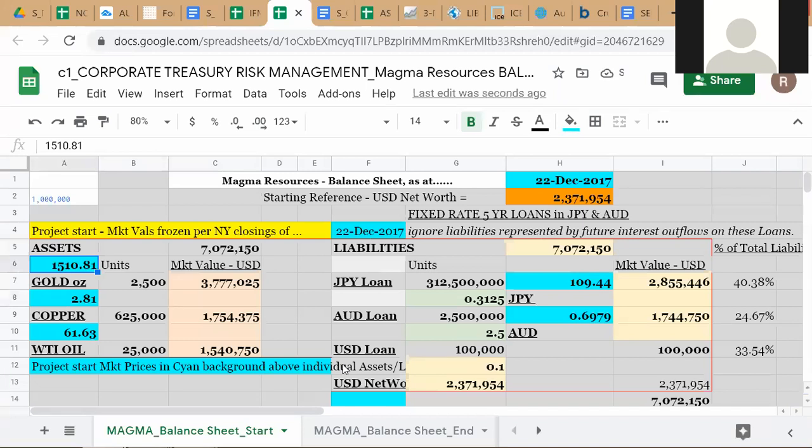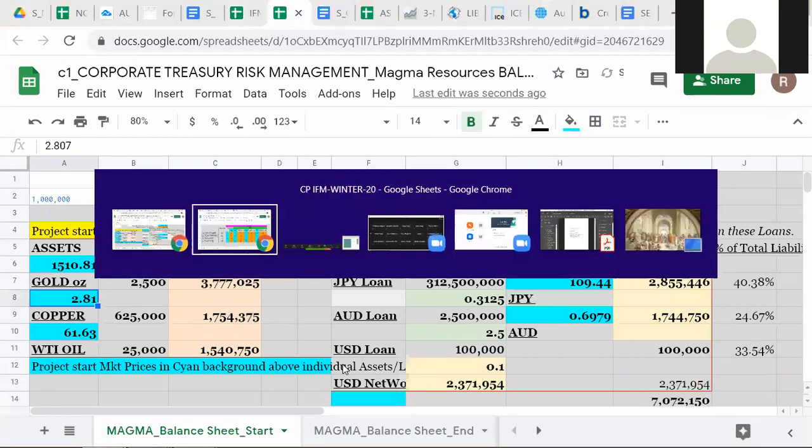Same as is true for gold. Let's see this for copper. We make it 5. Again, the net worth goes higher, so it is having a positive impact.